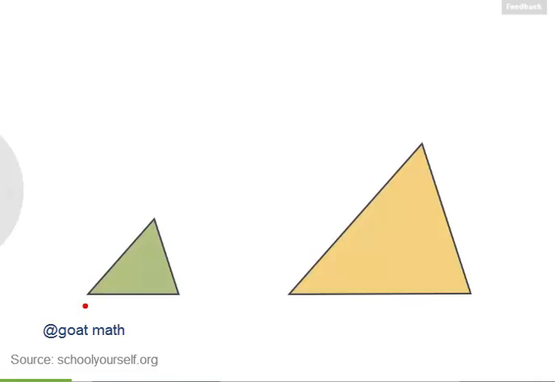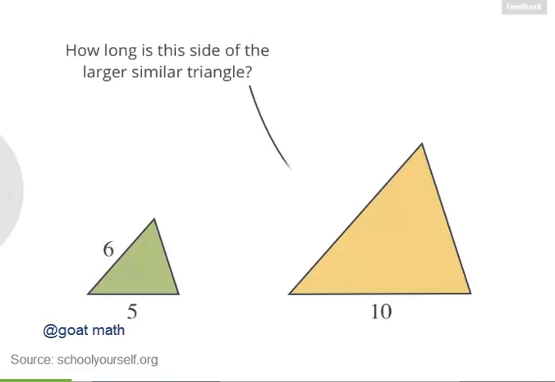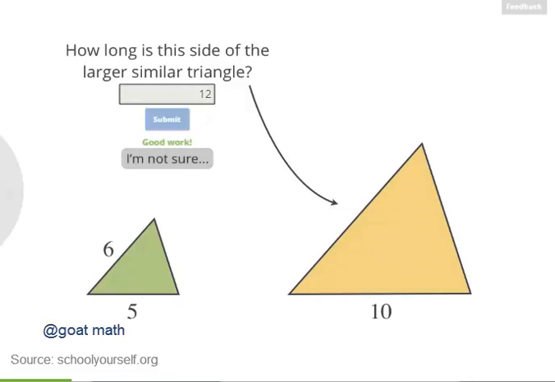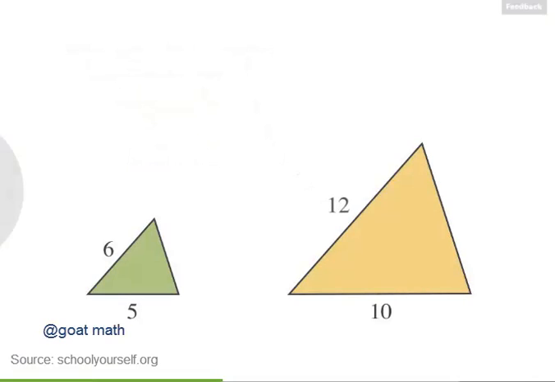For example, suppose you know this side of the green triangle has length 5, and this side has length 6. And let's say you also know that this side of the yellow triangle has length 10. With this information, try finding the length of this side of the yellow triangle. If you're not sure, click over here and we'll figure this out together. Right, this side has length 12.